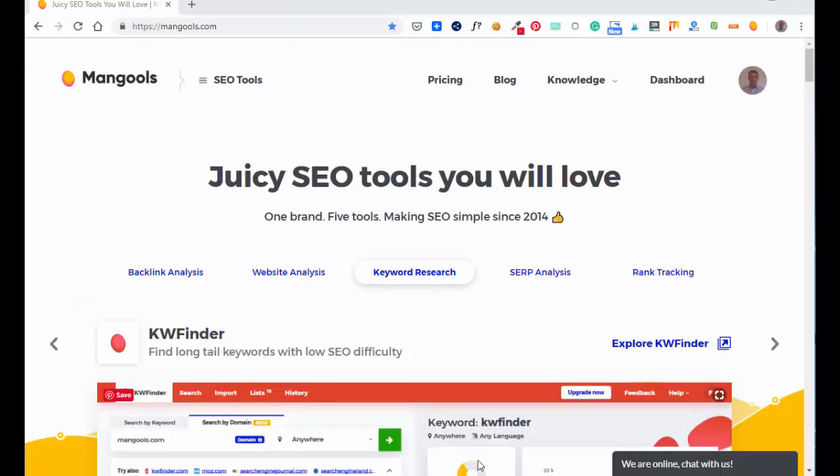Let's move on. Okay, so what we've done is come over to a website called Mangools. Mangools is an SEO toolset that we can use for things like backlink analysis, website analysis, SERPs and rank tracking. But the one we're going to use today is called Keyword Research. The tool in Mangools is KWFinder, so let's go ahead and explore KWFinder.